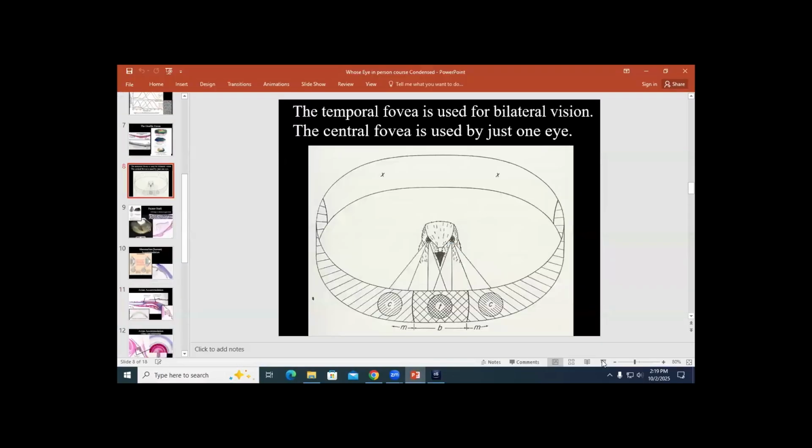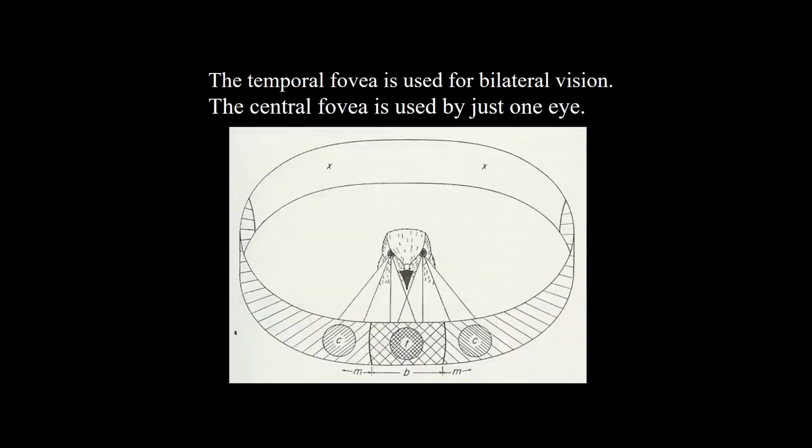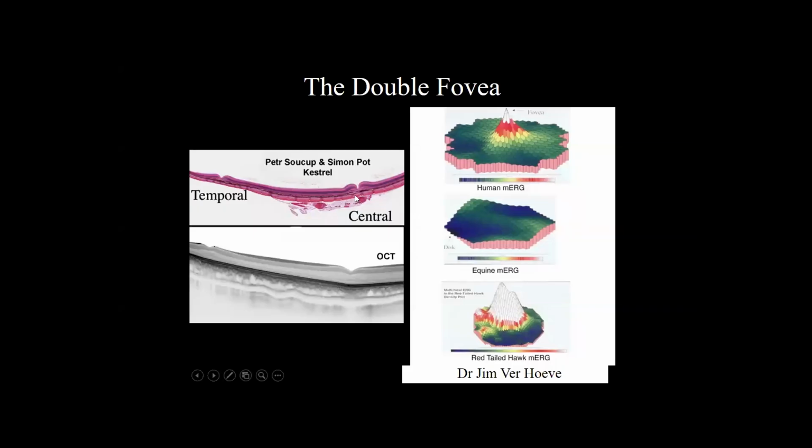Oh, this guy. Yeah, this shows the temporal fovea is the same in both eyes, so it has stereopsis. And the central fovea is specific to each eye, and then go to the one before that. So this is the section I was hoping to get.